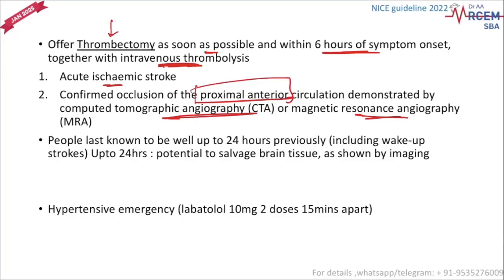One more thing I have mentioned here: anterior circulation, not the posterior circulation. It's only for the anterior circulation that you're doing a thrombectomy. Only 6 hours. Can we do it beyond 6 hours? Yes, you can do it up to 24 hours, and even wake-up strokes can be done because of this. When do we do it?